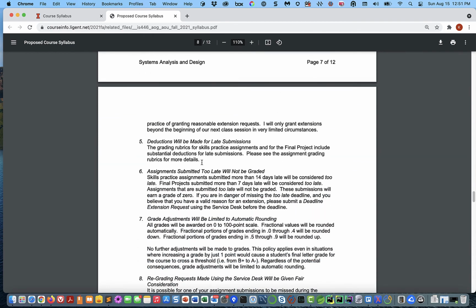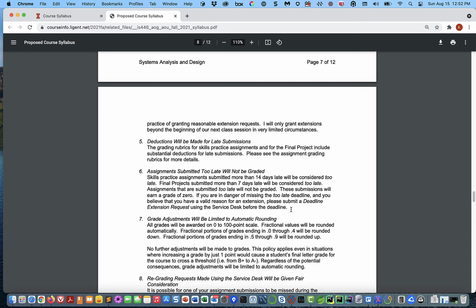Deductions are going to be made for late submissions. This is important because with the skills practice assignments, we are going to be publishing the solutions and sharing them. Okay, so if you hand yours in late, you're going to have seen the solutions. So there are big deductions for being late. Assignments that are too late will not be graded. So what's too late? For a skills practice assignment, it's more than 14 days late. For a final project, it's more than 7 days late. Okay, these are pretty generous.